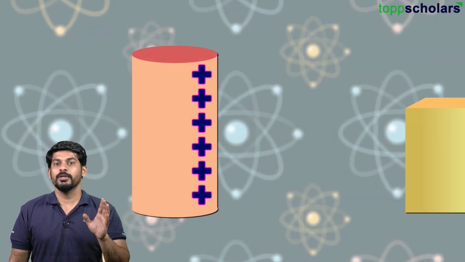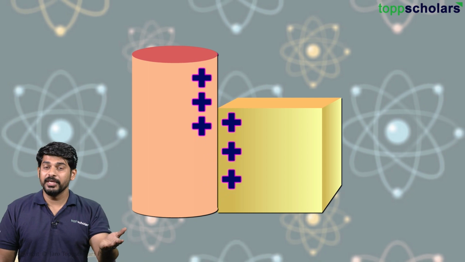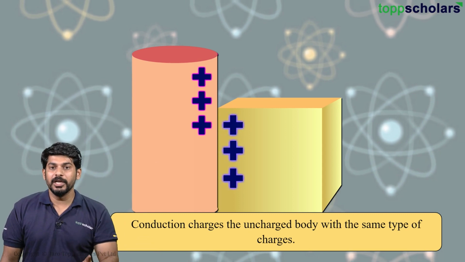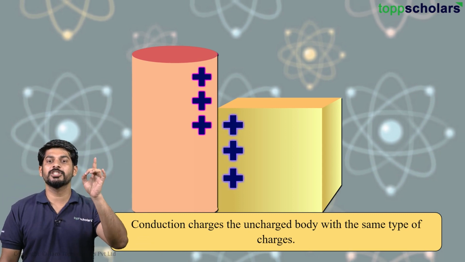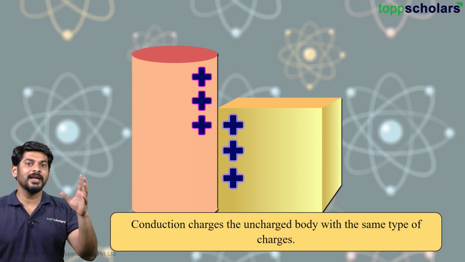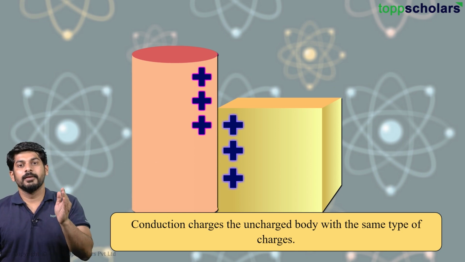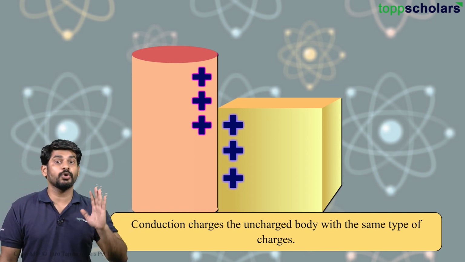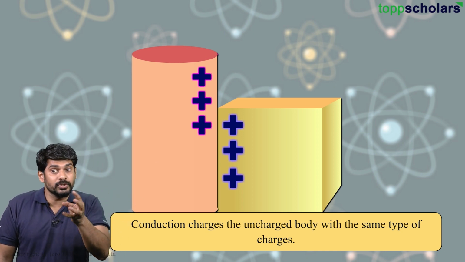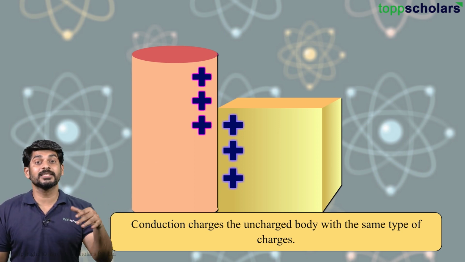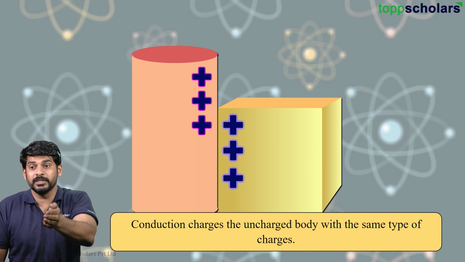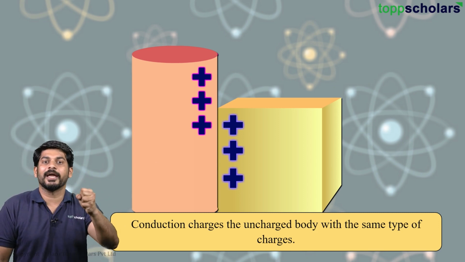Moving on, now let's talk about another way of charging objects. This is called conduction. Conduction charges the uncharged body with the same type of charges. Over here we saw initially we had one object which was positively charged. Now when another object is kept in contact with the first charged object, some charge was transferred. This process is simply called conduction of charges from one place to another. This is how another object can be charged, by bringing it in contact with the first body.